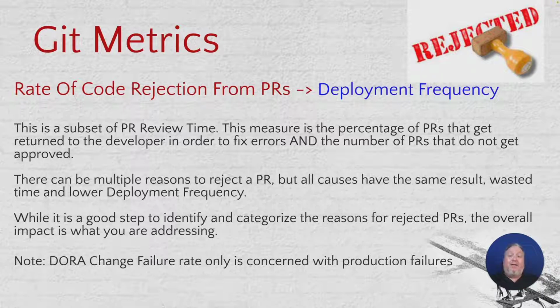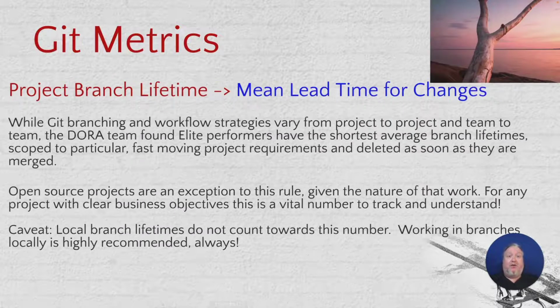This isn't really tied to change failure rate, even though code rejection is failure along the way, because change failure rate is only really concerned about production failures. Rejection for failures in the QA process don't really affect that number, ideally. Again, this is really related to deployment frequency when it really comes down to it, how fast you can get that code out the door.